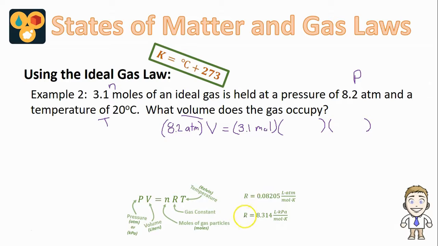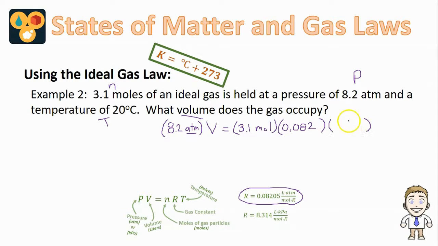Which should I choose? You can choose either one, but let's make life easy. My pressure now is in atm. So to make the pressures match, I want to use the R value that also has atm. So in this case, we're going to be using the 0.082 R value. And you can see I just left off the 0.5 for space, but we'll use those numbers when we actually calculate the answer.